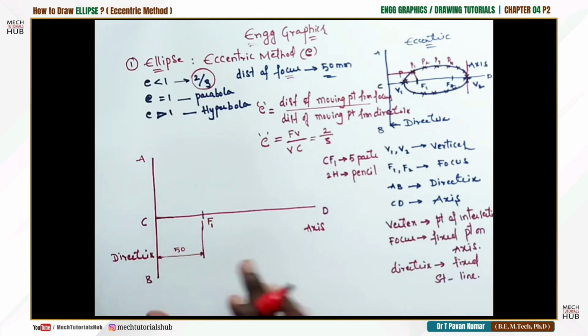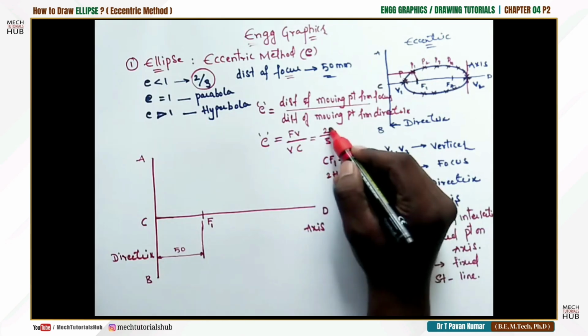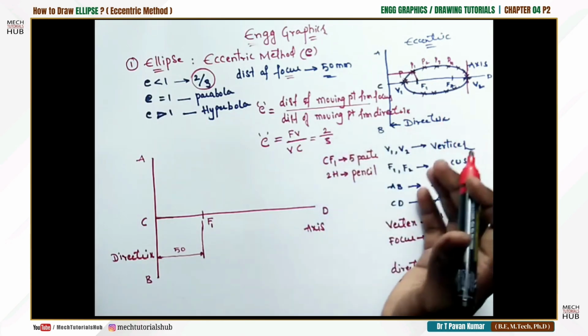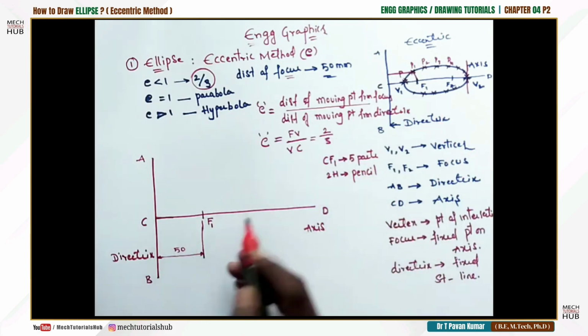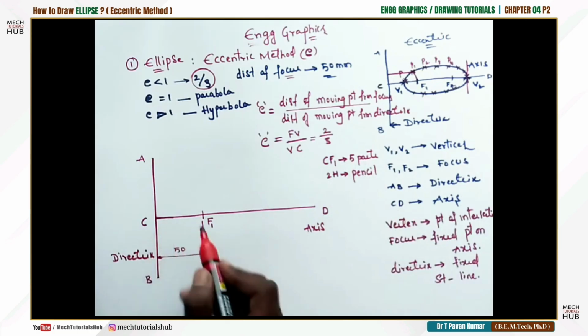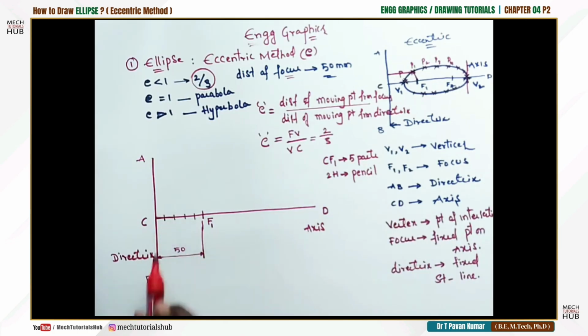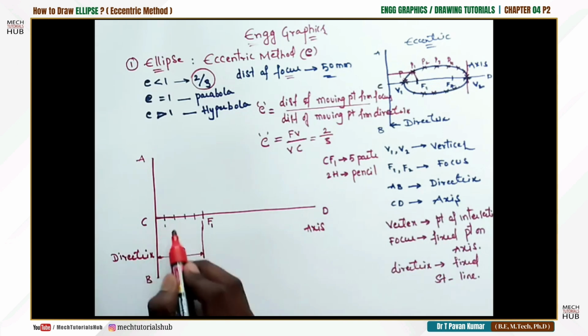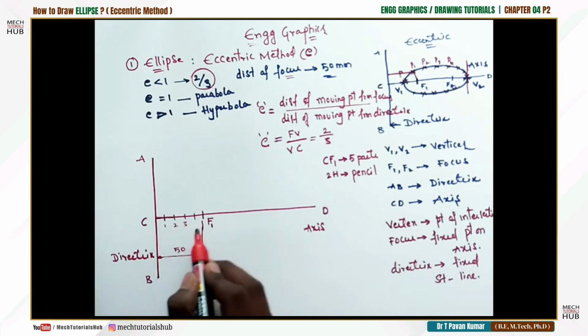5 divisions, because now I'm adding up 2 plus 3, I'm getting 5 as the part. If I divide this into 5 parts, each division is going to be 10 mm. 1, 2, 3, 4, 5, 4 divisions. Let us name this first division, second division, third division, fourth, and fifth is going to be the focus. 1, 2, 3, 4, 5.